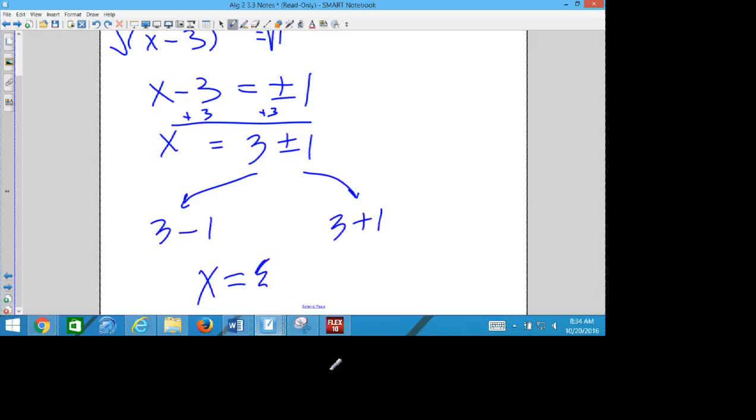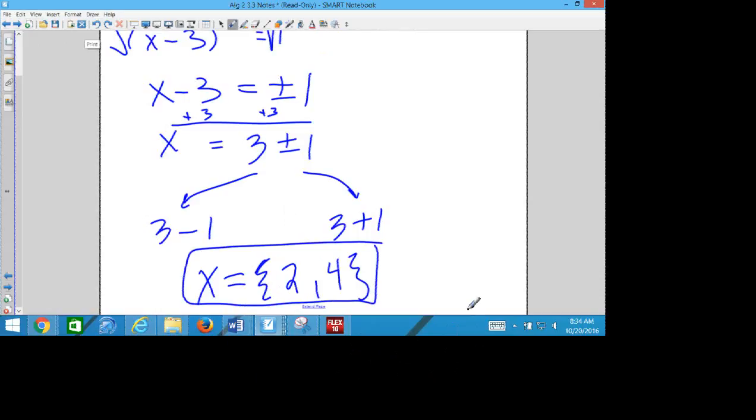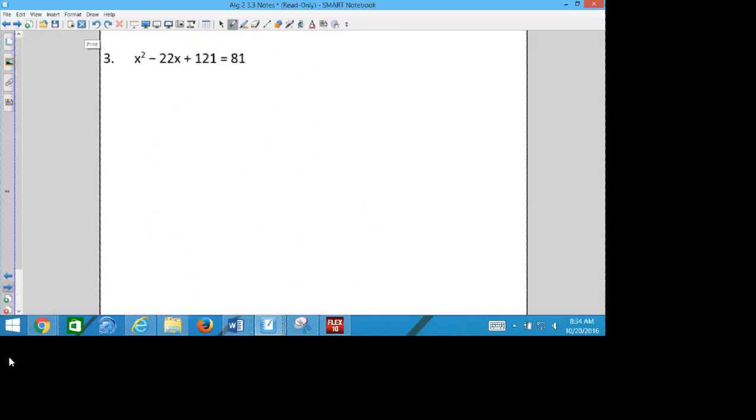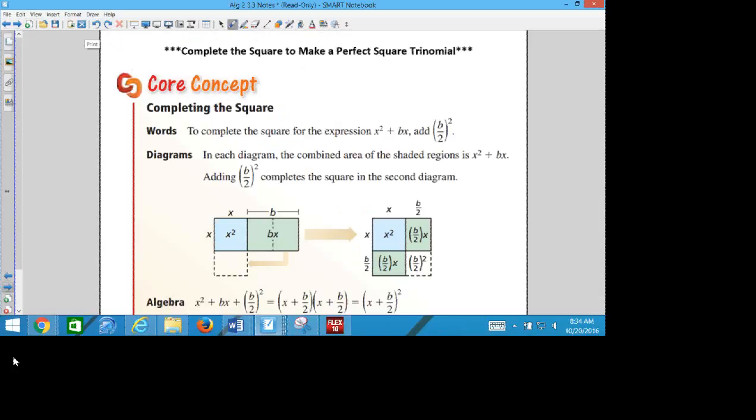We have the answers of 2 or 4. Notice how I put them in numeric order, and I put the squiggly brackets around it. Okay? And then we have the other one. You guys did that fine.